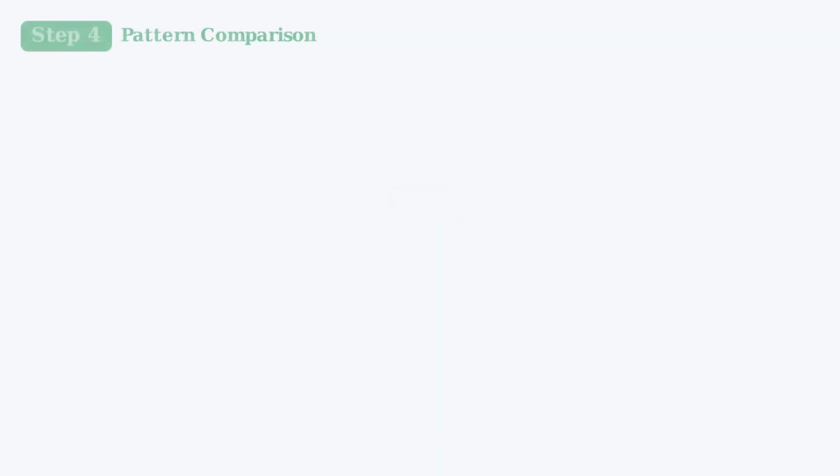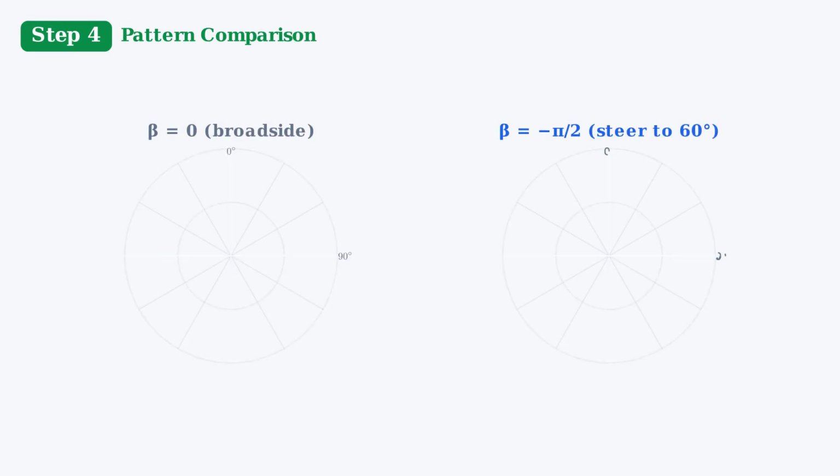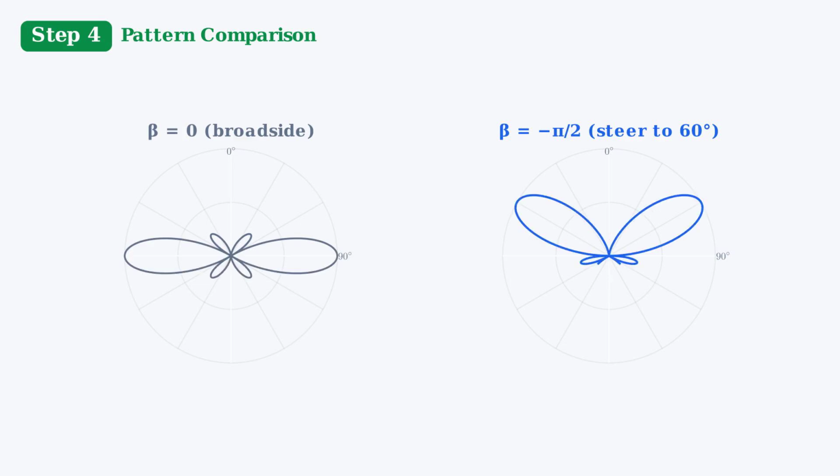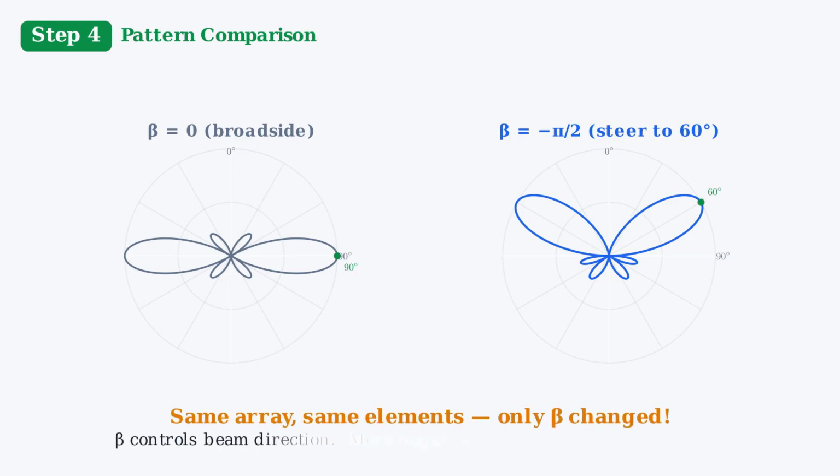Step 4. The polar pattern comparison makes it crystal clear. On the left, the broadside pattern with its beam at 90 degrees. On the right, the steered pattern with beam at 60 degrees. Same array, same elements, only beta changed from 0 to minus pi over 2. This is the power of phased arrays, electronic beam steering with no moving parts. Change the phase shifts and the beam follows.